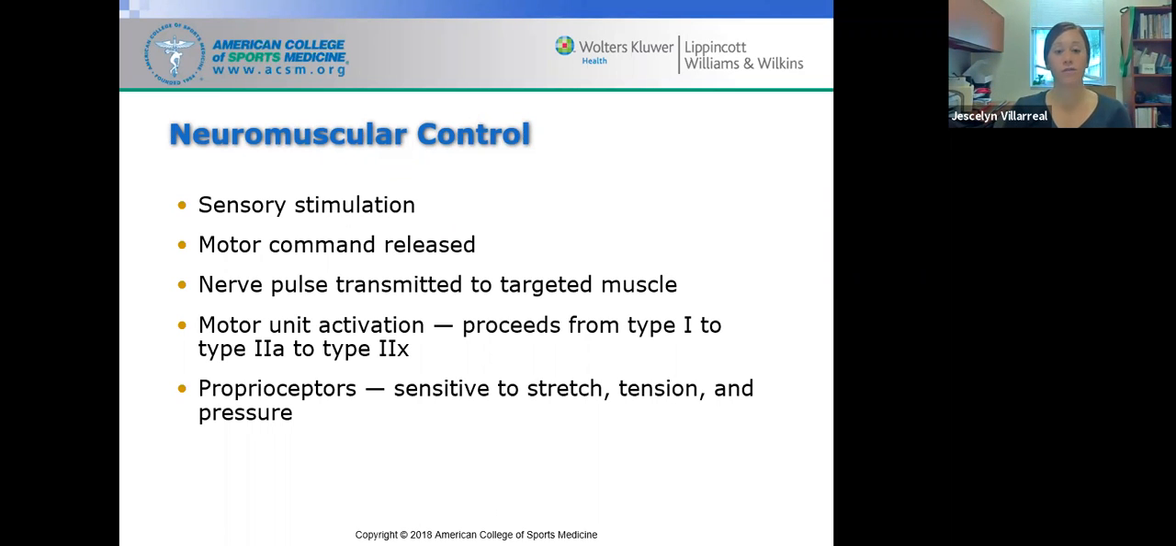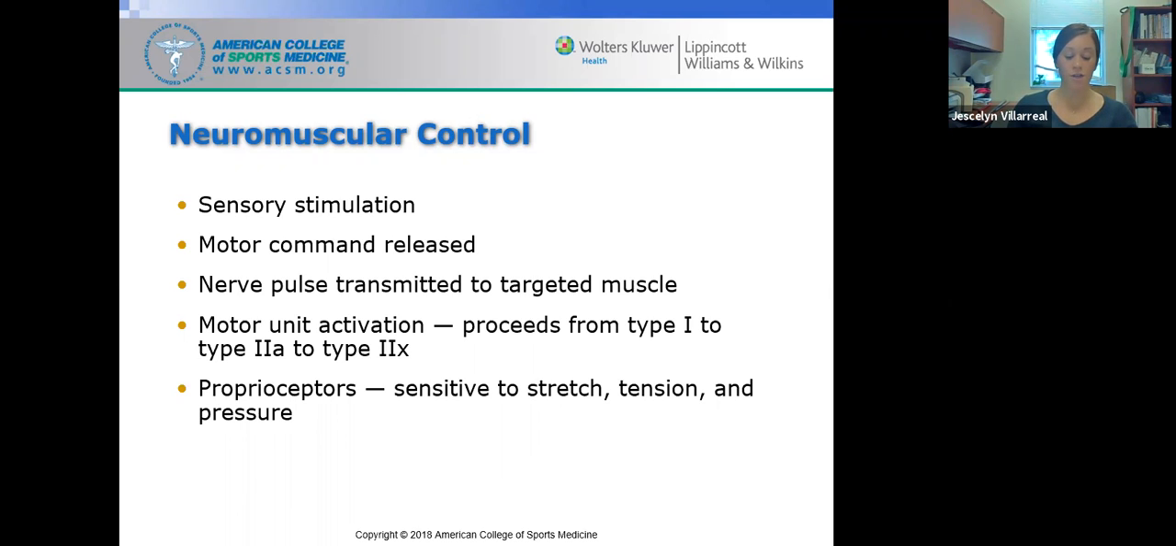Page 155 goes over neuromuscular control. Sensory stimulation is received through vision or touching and is transmitted to the CNS. All right, so nerve impulse, the term, is the information transmitted and relayed by the sensory and motor nerves in a form of electrical energy. Okay, so the nerve impulse is transmitted to the targeted muscle through an efferent neuron for activating the muscle contraction. Motor unit activation proceeds from type 1 to 2A to 2X.